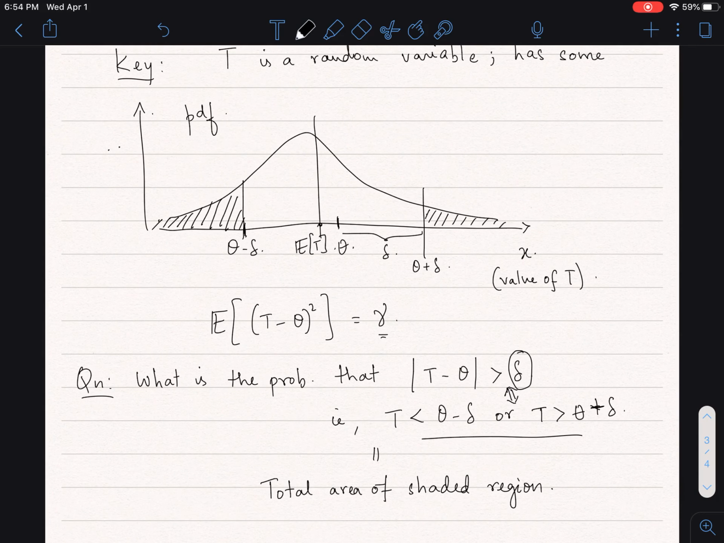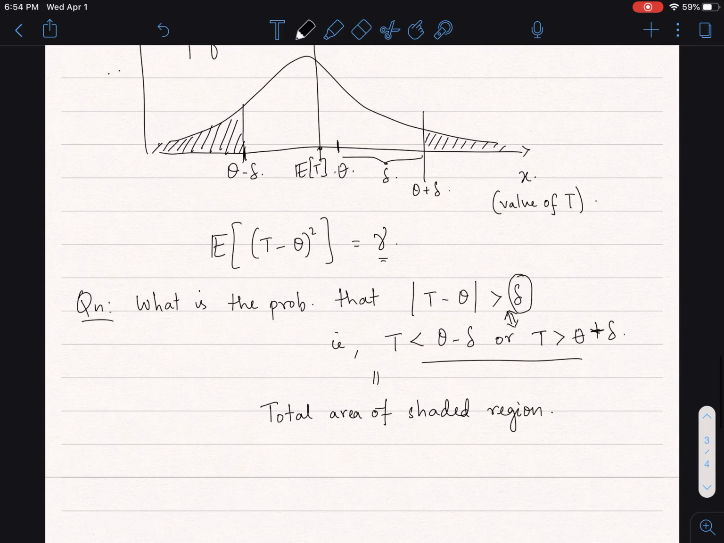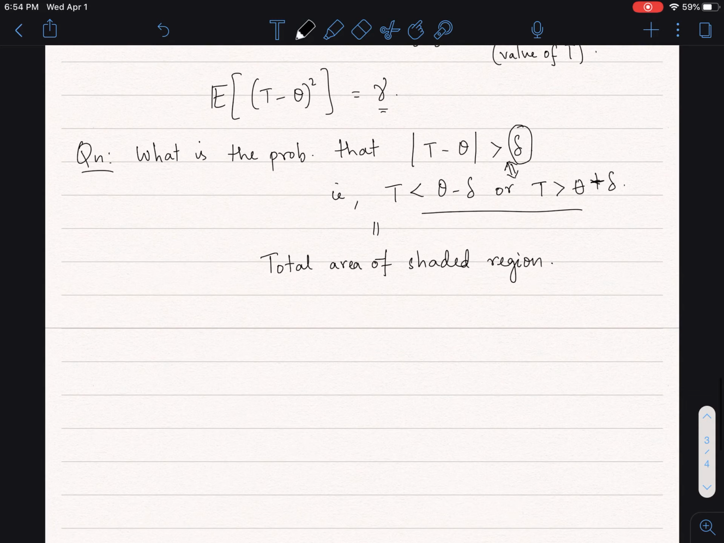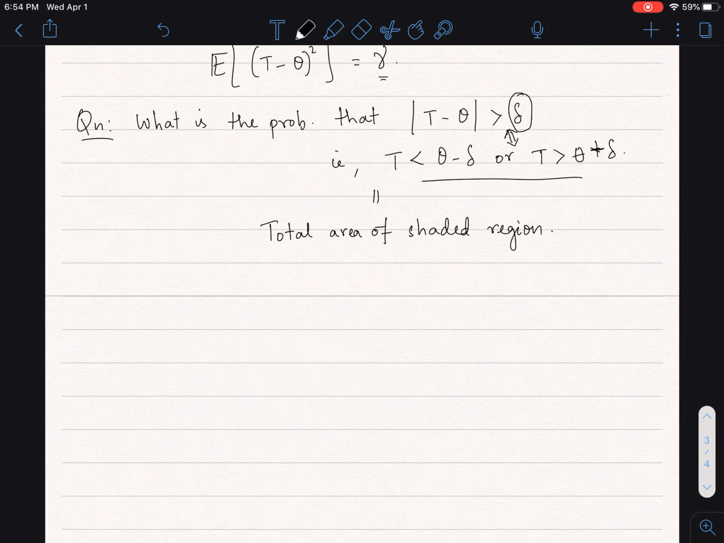Before answering it, let me give you a little bit of intuition. Suppose we choose delta to be equal to 10 times square root gamma. This choice of square root gamma is important, and it may seem a little arbitrary to you, but suppose we choose this.